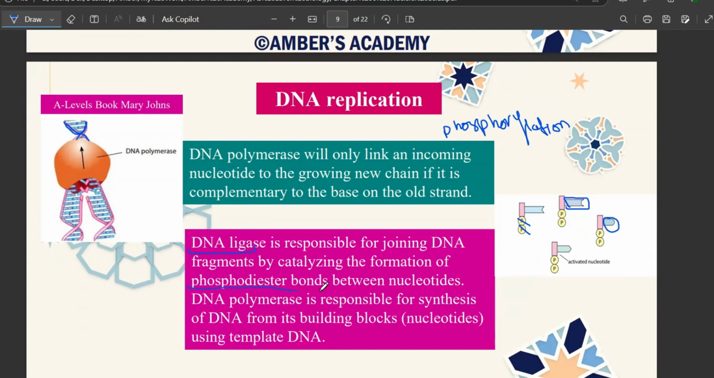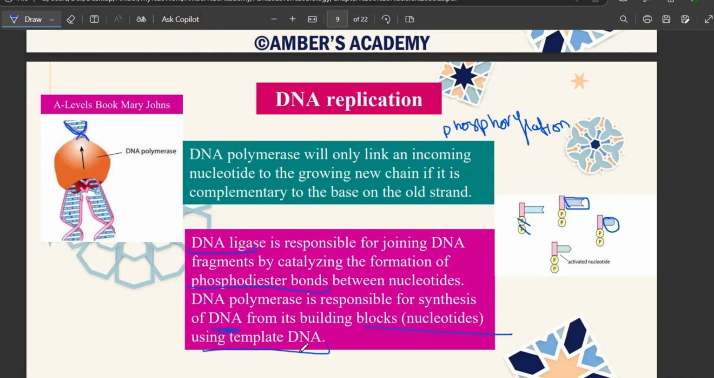So this is a new bond that you need to remember. We have studied the ester bond, we have studied glycosidic and peptide bonds, we have studied so many bonds, right? But now when you talk about the bonds of DNA, you'll just mention the phosphodiester bond. Phosphodiester bonds are between the nucleotides, and they're made with the action of DNA ligase. The DNA ligase catalyzes the formation of phosphodiester bonds between the nucleotides, and DNA polymerase is responsible for synthesis of DNA from its building blocks, nucleotides, using template DNA.